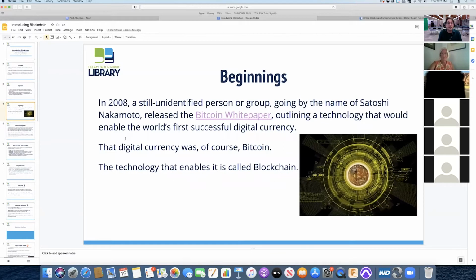So, beginnings. As the now almost legendary story goes, in 2008, a still unidentified person or group, going by the name of Satoshi Nakamoto, released the Bitcoin Whitepaper, outlining a technology that would enable the world's first successful digital currency. That digital currency was, of course, Bitcoin. The technology that enables it is called blockchain.